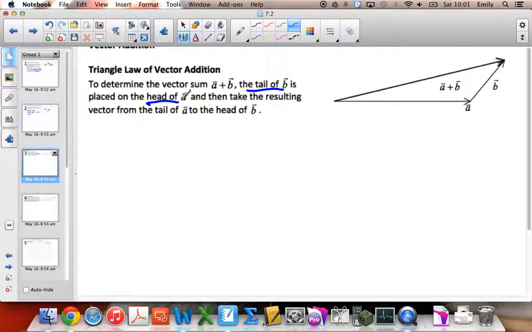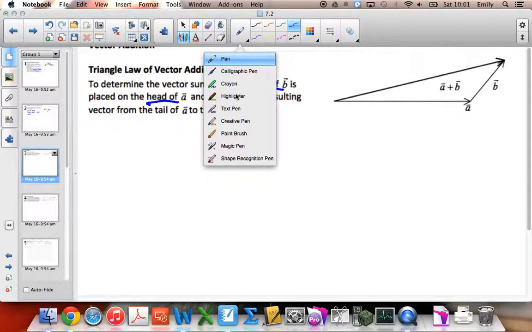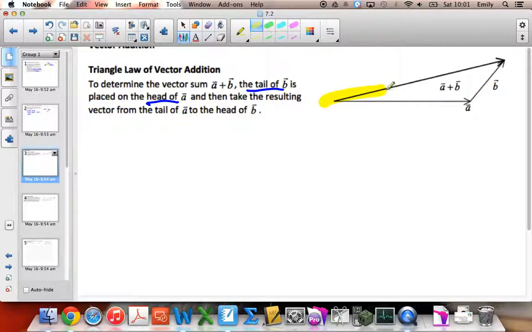So if I look at this one, I've got vector a over here. Here's its tail, here's its head, and I put the tail of b on the head of a, and then my result is the answer of the addition. So this new vector here is the answer of the addition a plus b.